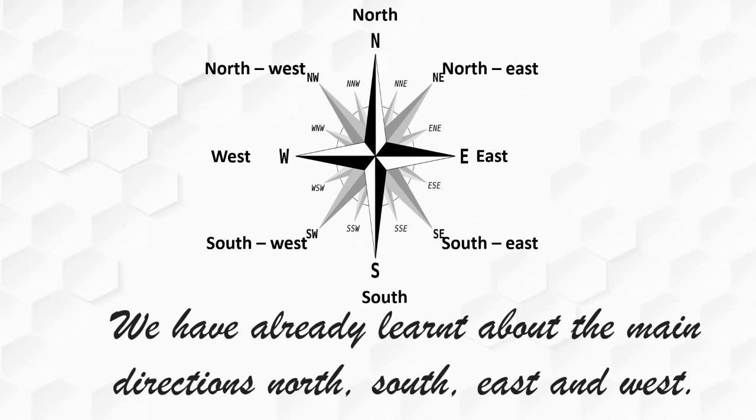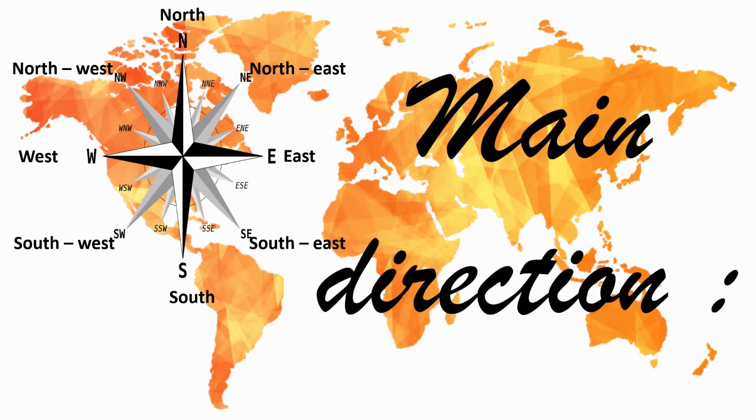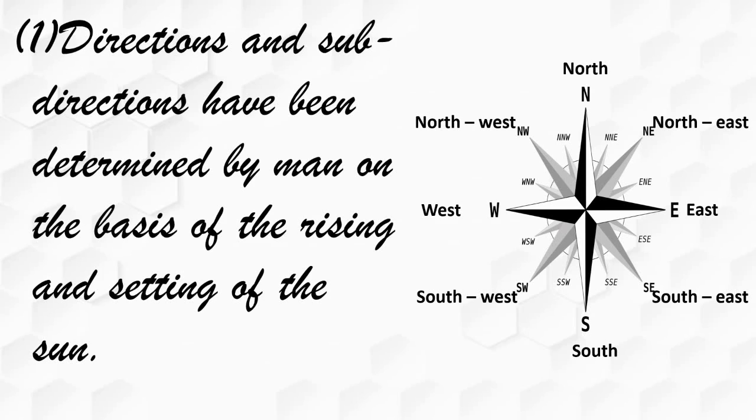So, students, we have already learned about the main directions north, south, east, and west. Let us study the subdirections in detail. North, east, south, and west are the main directions. East and west are at right angles to north and south, with east being in the clockwise direction of rotation from north, and west being directly opposite east. Directions and subdirections have been determined by man on the basis of the rising and setting of the sun.